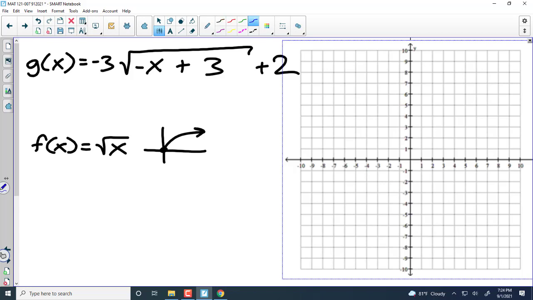How do I know that? Just by glancing at it. -3 in front, the negative on the inside, the 3 there, and the 2 there. 4 things are going to happen. I said when you alter the ordered pairs, you're going to have at most 4 steps. Here's an example that's going to take 4 steps.